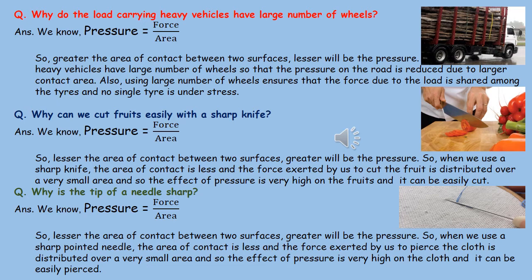Why is the tip of a needle sharp? And this same concept we can use for office pins, safety pins, or any piercing device like a needle. Here also pressure is equal to force by area, and for a sharp pointed instrument, the area of contact is very small. So the force we are applying for piercing is distributed over a very small area, leaving a large amount of pressure on the surface of cloth or paper or whatever. So it can be easily pierced through.